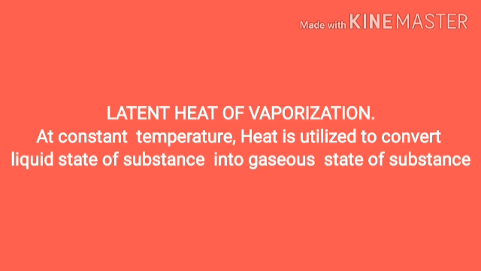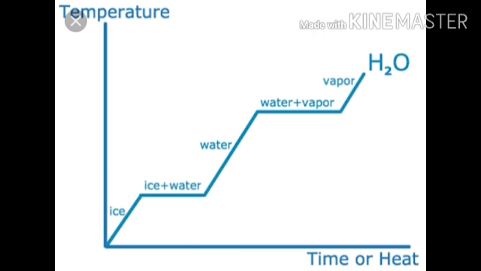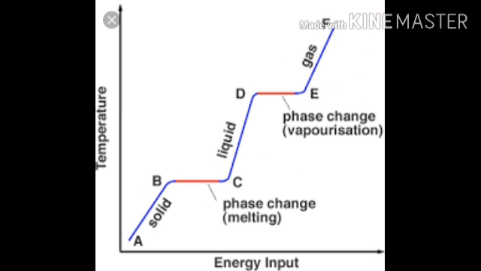Next, latent heat of vaporization. What is latent heat of vaporization? At constant temperature, heat is utilized to convert the liquid state of a substance into the gaseous state of the substance. Of course, here the constant temperature can be called the boiling point. And see the graphs: latent heat of fusion at constant temperature, latent heat of vaporization at constant temperature. So in the graph, x-axis is heat applied and y-axis is temperature.